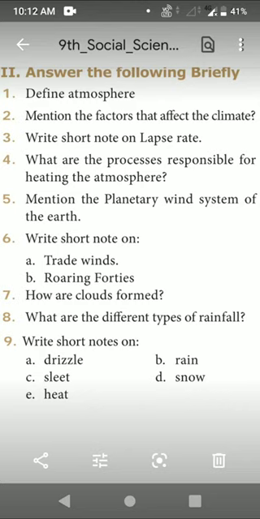Next, answer the following briefly. Here we have only 5 questions. First one, define atmosphere.